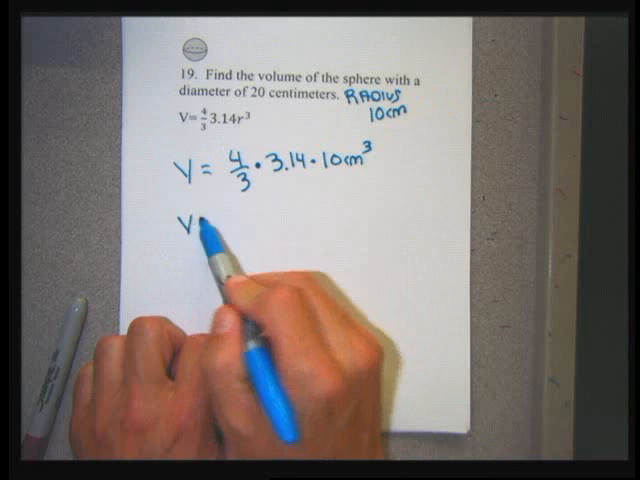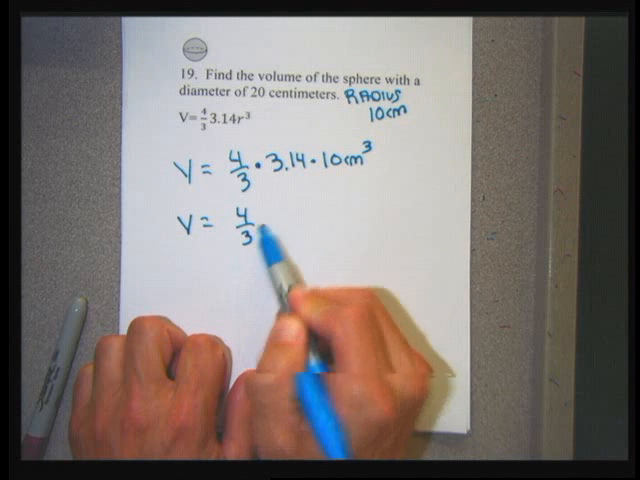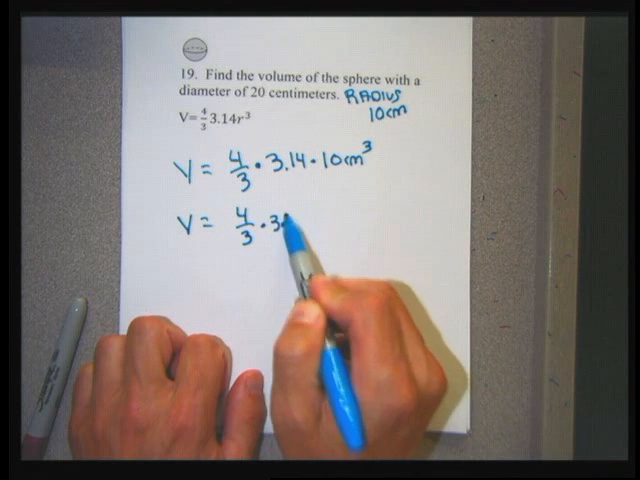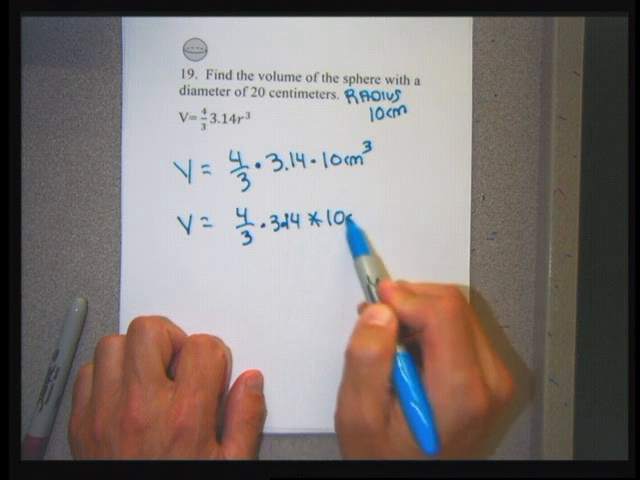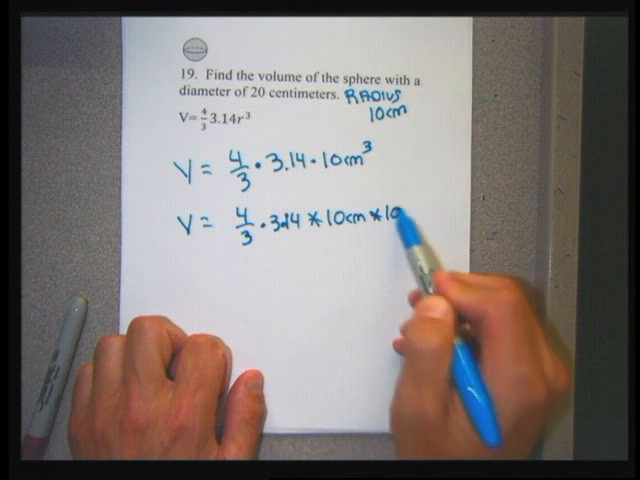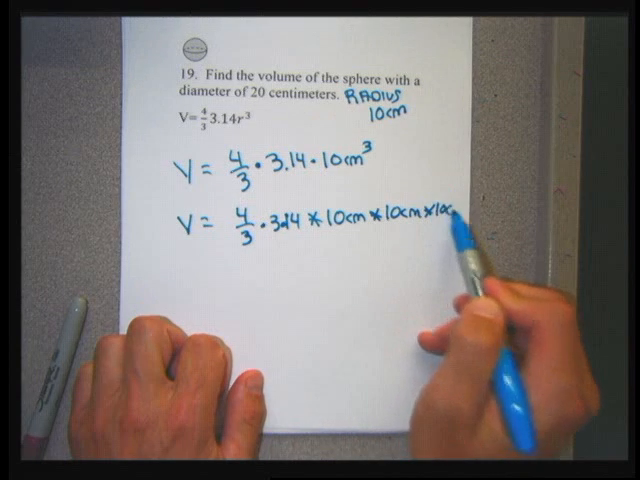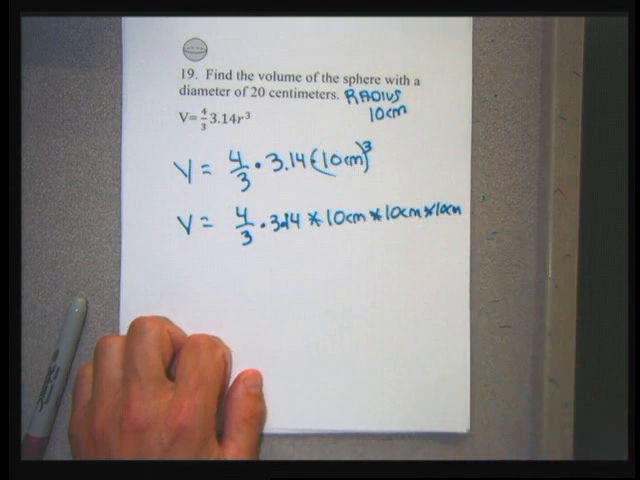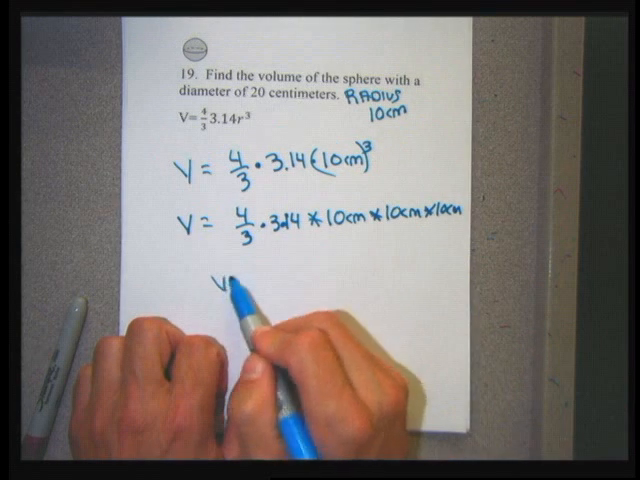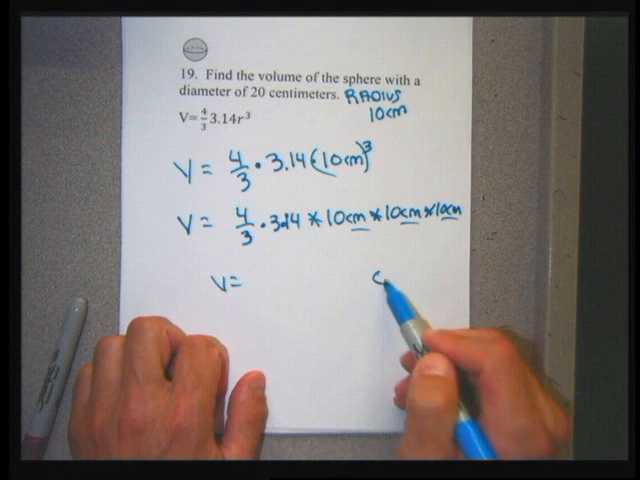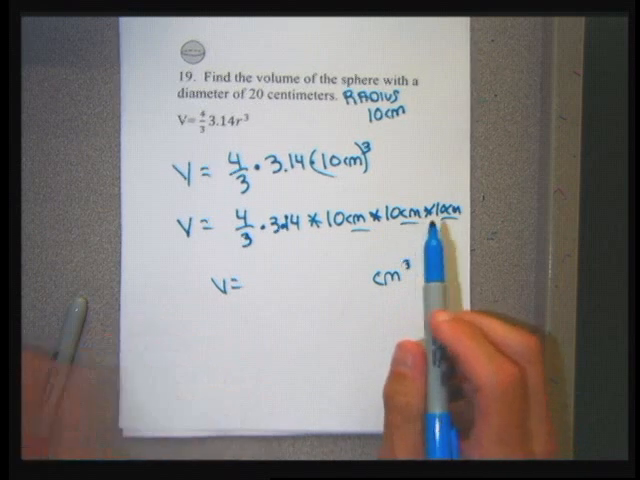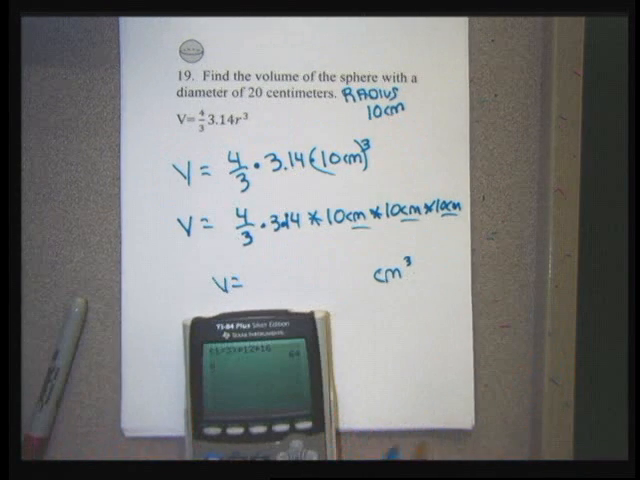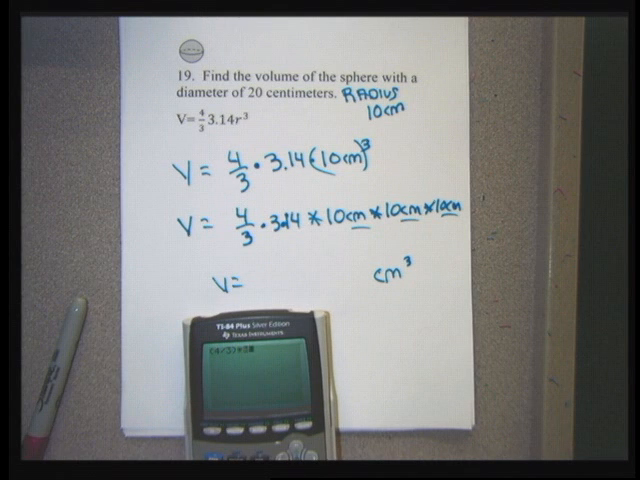If I want to write it without the exponent, this is 4/3 times 3.14 times 10 centimeters times 10 centimeters times 10 centimeters. I probably should have had a parentheses here. The units are going to be cubic centimeters, because if I multiply centimeters times centimeters times centimeters, I get cubic centimeters. And I'll do this on my calculator in one quick computation. I'll do the fraction 4 divided by 3 in a parentheses, and then times 3.14 for pi, and then times 10 times 10 times 10 to cube the 10.